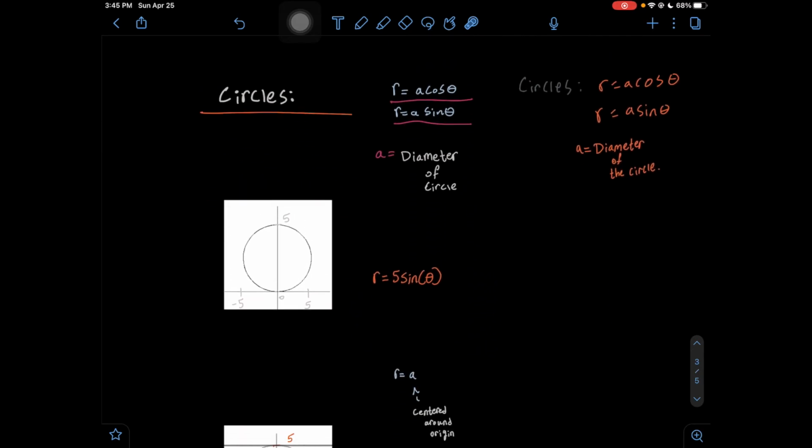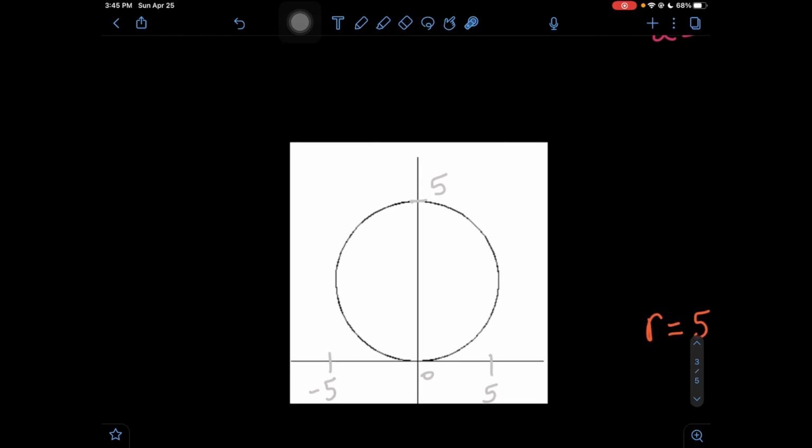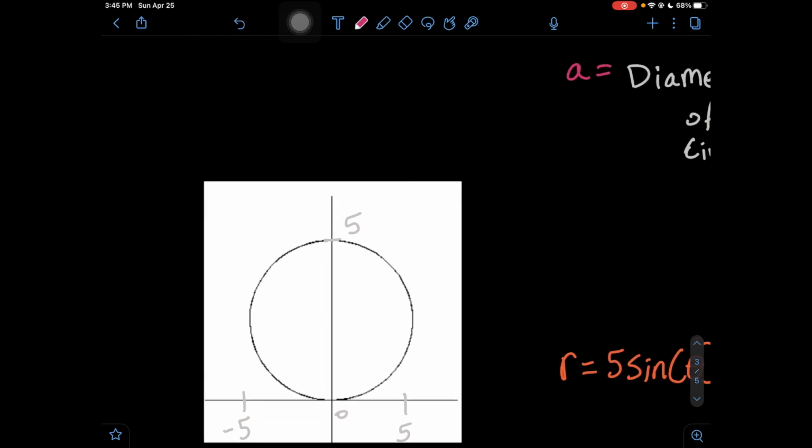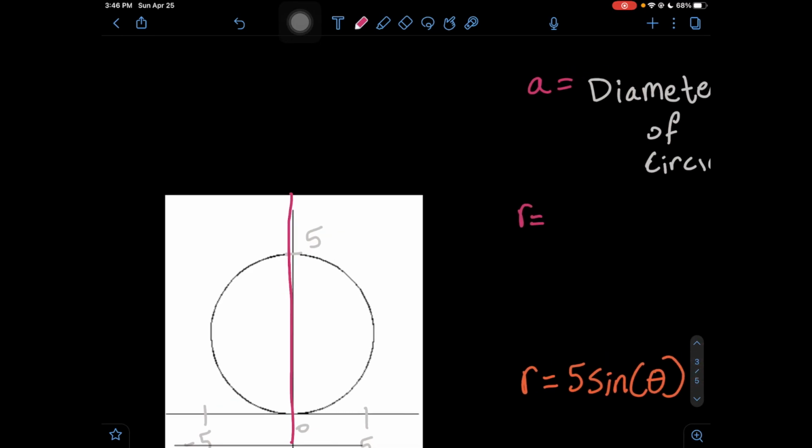And let's look at this first one. Well, we can see in this first one, we have a diameter of 5. We're going 5 to the right, 5 to the left, and 5 up. So we have a diameter of 5. We said a is our 5, and the basic equation was r equals a sine or cosine of theta. Well, the axis of symmetry is this y-axis, so we're going to say this is a sine value. So we have r equals our diameter, which is 5. R equals 5 sine of theta, and that's our equation.